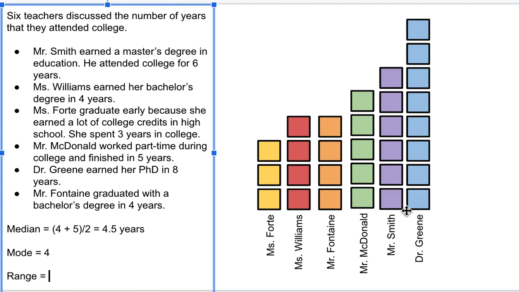And then to find our range, we're going to subtract the smallest value from the greatest value. So 8 minus 3 is 5. We have a range of 5 because 8 minus 3 is 5. We have a mode of 4 because the value 4 occurs twice. And we have a median of 4.5 because that's directly between our two central numbers here. 4.5 is halfway between 4 and 5.